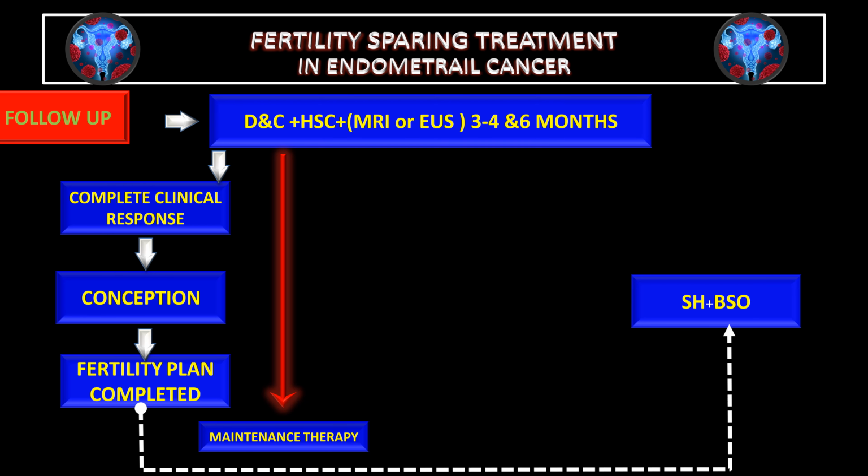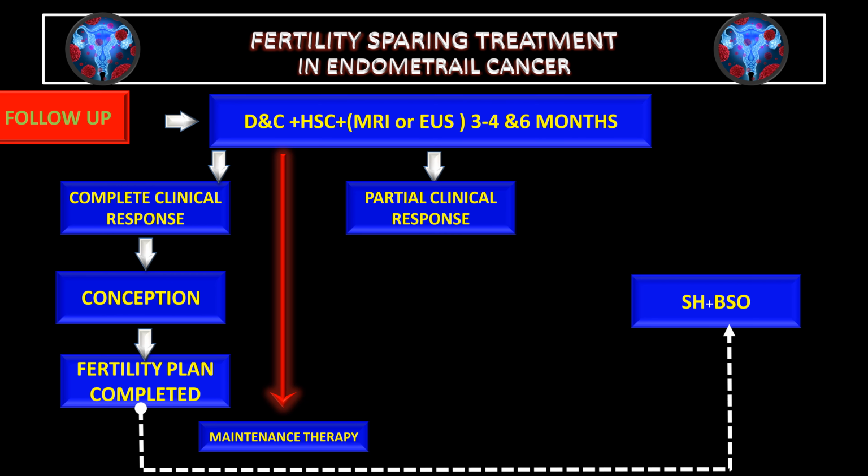So, strict surveillance is recommended every 6 months with transvaginal ultrasound and physical examination. During follow-up, hysteroscopic and endometrial biopsy should be performed only in case of abnormal uterine bleeding or atypical ultrasound finding. This is the recommendation of the guideline.